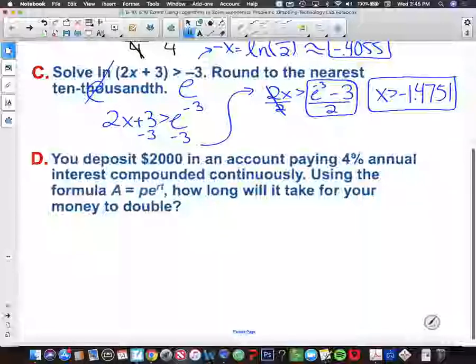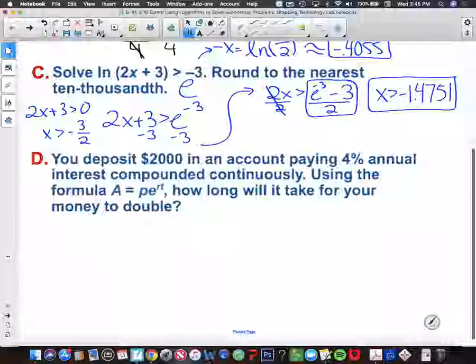Okay, and then this one has one more step to it. I showed you guys in the homework video. We need to make sure the stuff on the inside of this natural log is greater than 0. So you make a little inequality like this, 2x plus 3 is greater than 0, and then you solve for x. So we get x is greater than negative 3/2.